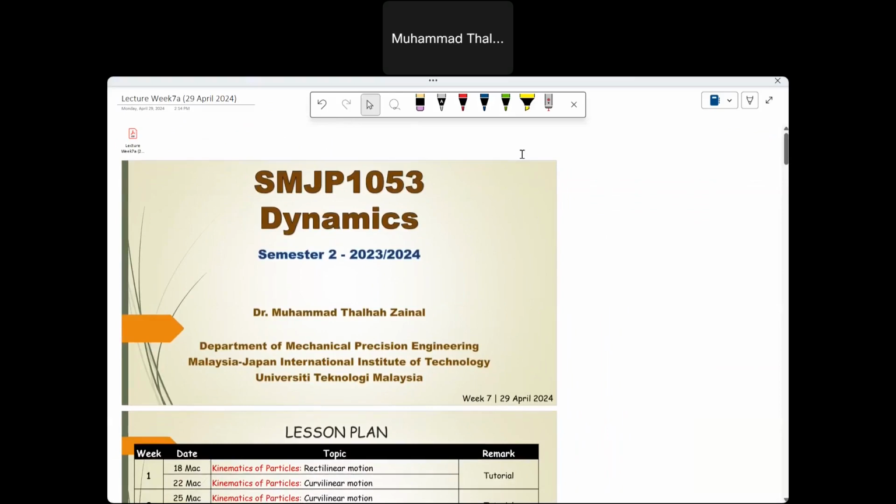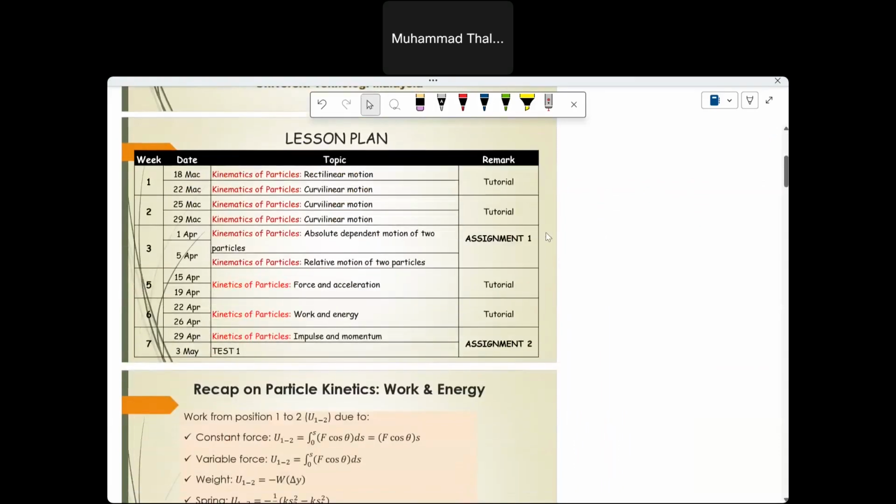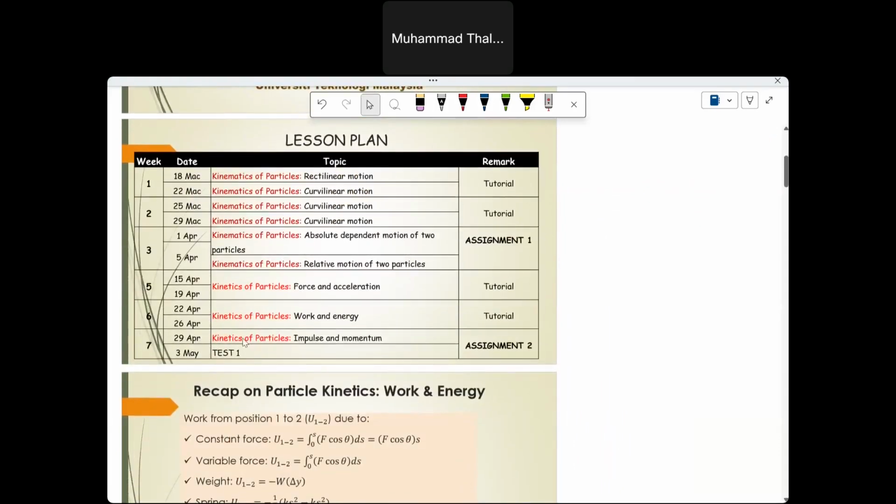Okay, so we are in our final lecture for kinetics of particles, impulse and momentum. If you look at your schedule, you will have this lecture today, impulse and momentum. And the next lecture session will be just the test, okay?